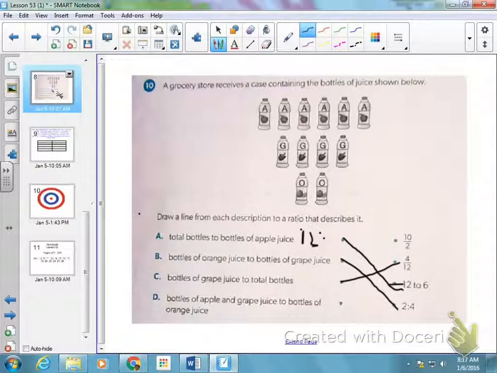And then D, bottles of apple and grape juice to bottles of orange juice. So how many bottles of apple and grape? So for me to find that one, I'm going to add apple and grape together to get a total of 10. And then how many bottles of orange juice do we have? We have 2. So that's going to match that one right there.